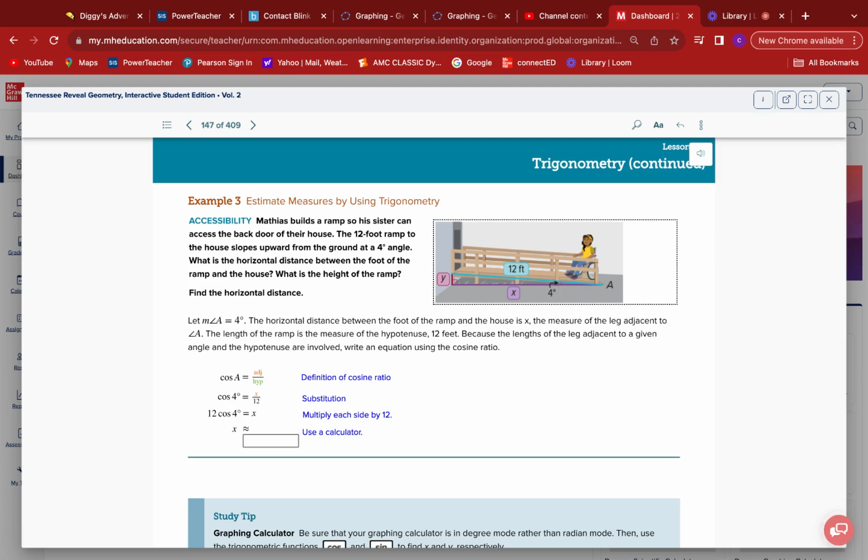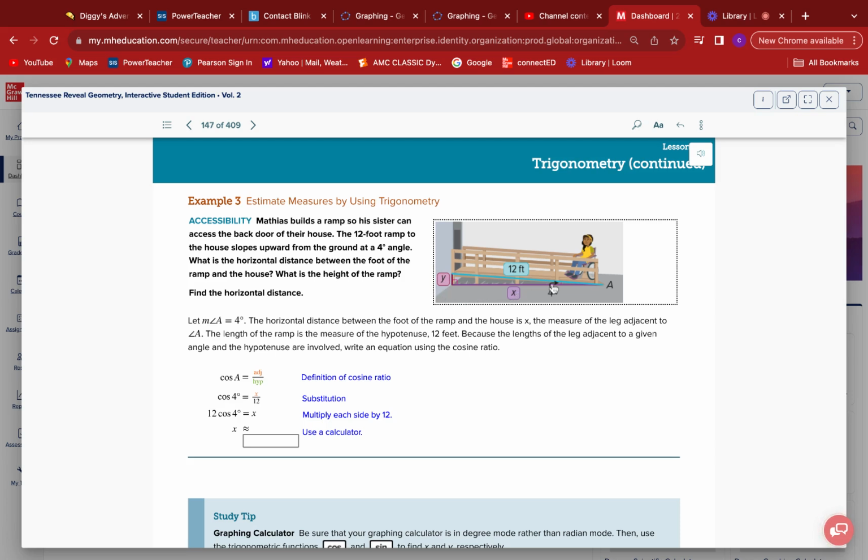All right, what's the horizontal distance? That would be the x. That's horizontal. Y is vertical. So they're looking for the horizontal distance, x, between the foot of the ramp and the house. And then what is the height of the ramp? So they want the y as well. Find the horizontal distance. Okay.